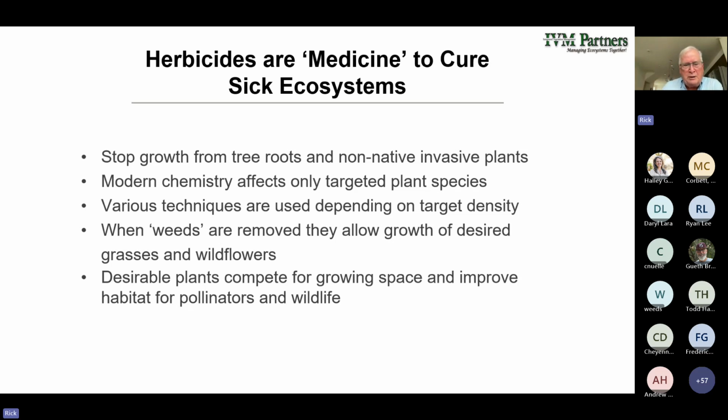No difference. When you got an ecosystem that's sick, you need some good chemistry to get it back on its feet. So we have modern chemistry that can target certain plants. We have various application techniques. When you get rid of those weed species, which are a weed is any plant where you don't want it, then we have space for the desirable plants to come in and then keep them there.